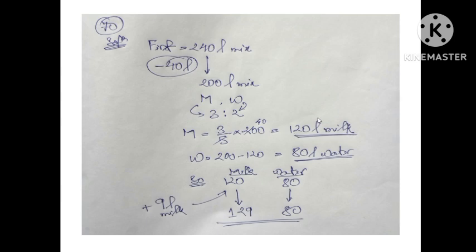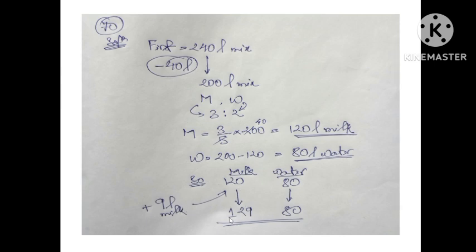So that means in 200 liter, 120 liter will be milk. So how much will be water? 200 minus 120. Out of 200, 120 you have to minus. How much will be there? 80 liters. So in this 200 liter mixture, 120 will be milk, 80 will be water. Now, in the next step, what happens? You are adding 9 liter of milk. So it will be 120 plus 9, 129.